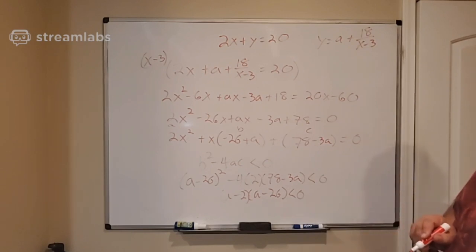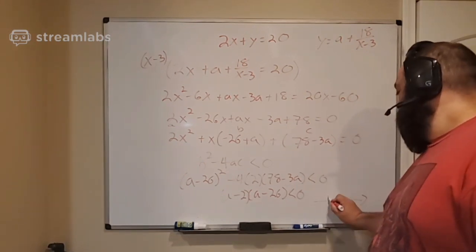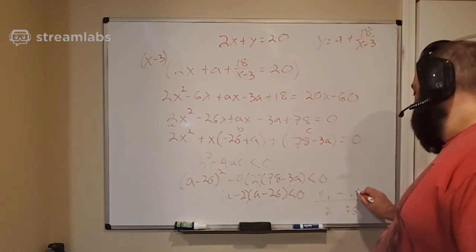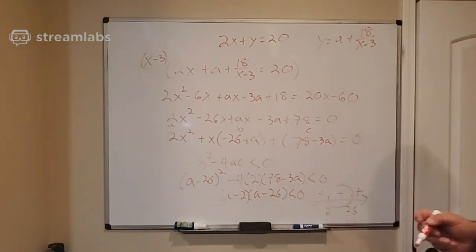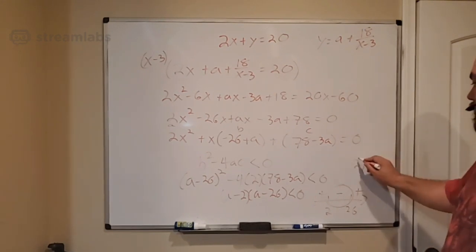Yeah. So if you do your number line with 2 and 26 on it, it is negative there, positive there, positive there. And we want where it is negative. So our answer is from 2 to 26. And don't put brackets because it's not equal to, so it's parentheses.